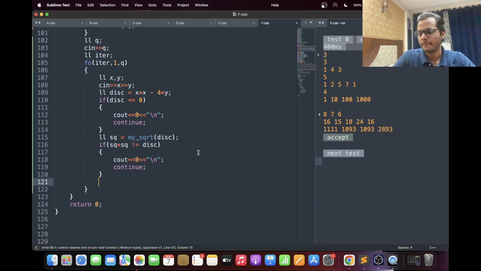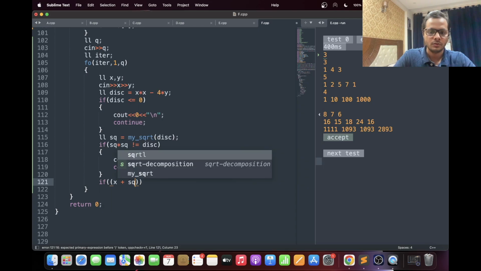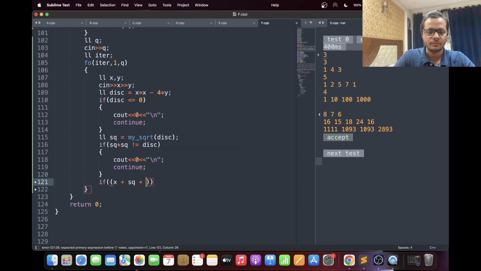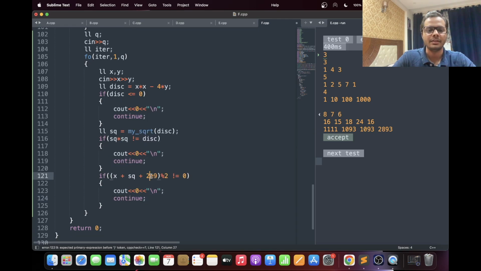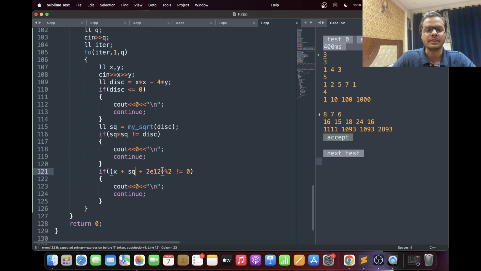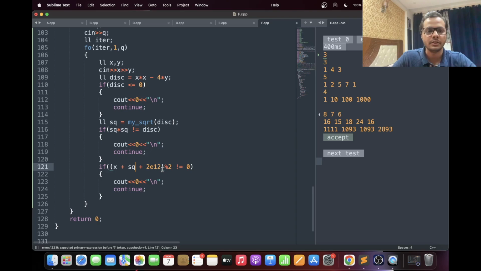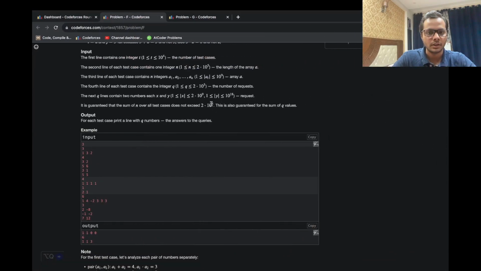Also, the parity of x and sq should be the same. So if x plus sq plus 2e9 modulo 2 is not equal to 0, then we'll output 0. This 2e9 is here only because this value x plus sq can also be negative. That's the only reason. Can it? Yeah, it can.